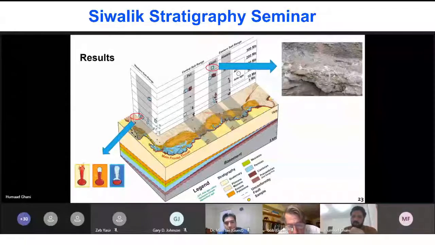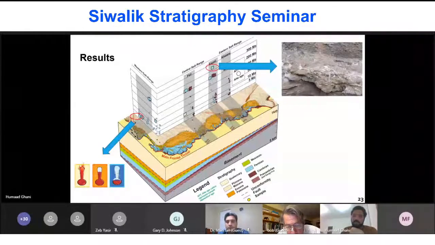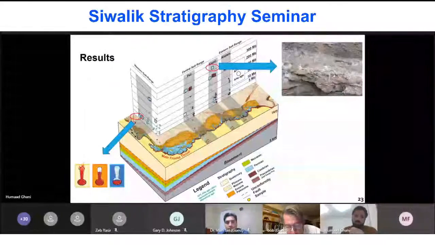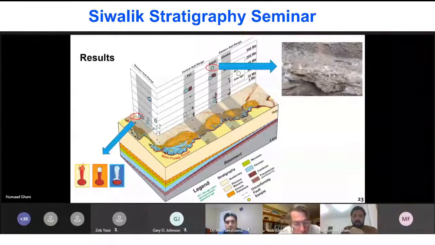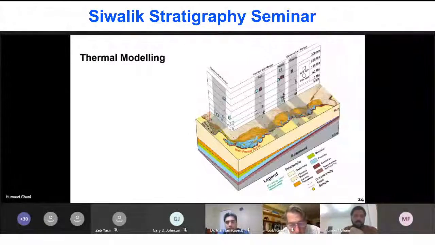So this was the trend which I have seen in this data, that was dependent on the depth of deposition before exhumation. So then obviously, we do the thermal modeling to understand the time-temperature history of these samples.